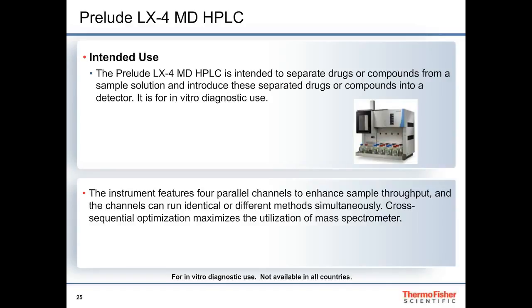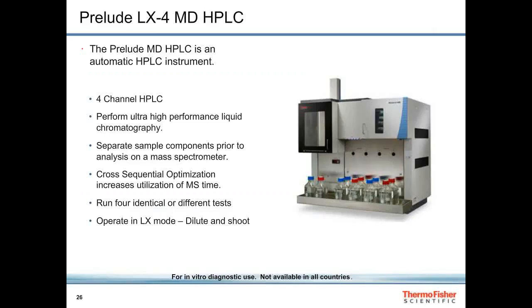Cross-sequential optimization maximizes the utilization of the mass spectrometer. If all channels run methods that have a total runtime of 4 minutes and data windows less than 1 minute, then a throughput of almost 60 injections per hour can be achieved. In other words, the Prelude LX4 MD HPLC staggers injections across all 4 channels almost every minute under these conditions.